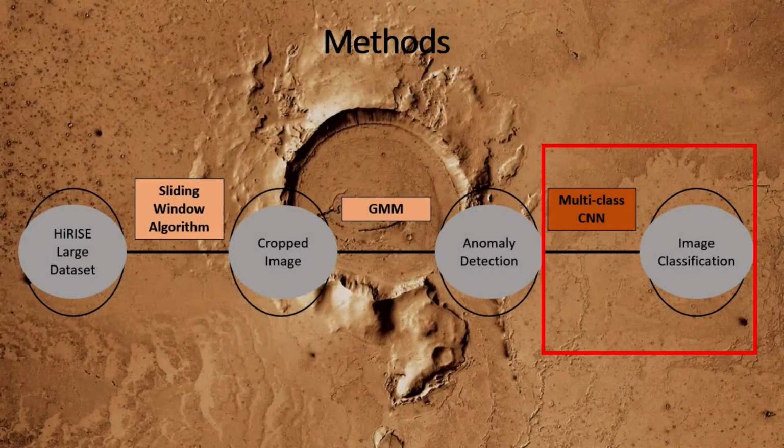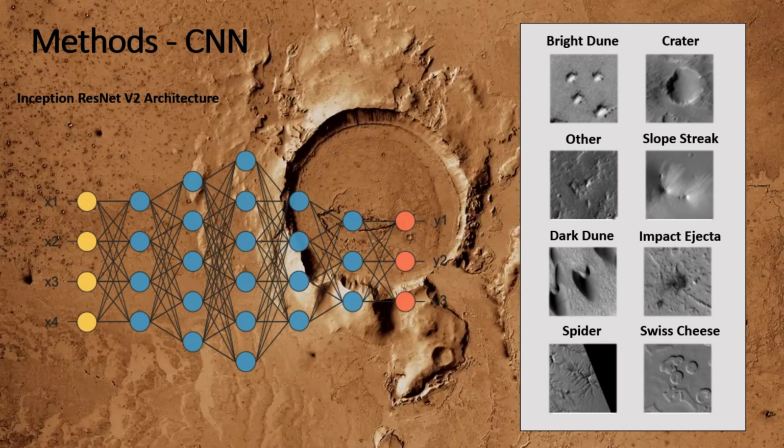For further classification, our CNN is trained through transfer learning using the Inception ResNet V2 architecture on a labeled HiRISE dataset randomly split into training, testing, and validation sets. This model classifies inputs into 8 identified Martian surface phenomena categories: other, crater, dark dune, slope streak, bright dune, impact ejecta, Swiss cheese, and spider.